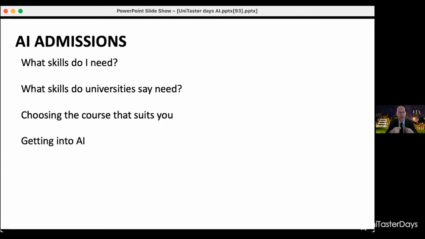And that's probably quite a good point to stop and probably quite a good point to introduce Kulvinder, who is going to talk about what it actually means to study AI at university. Thank you.